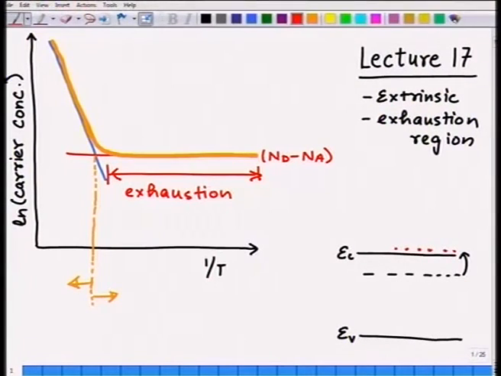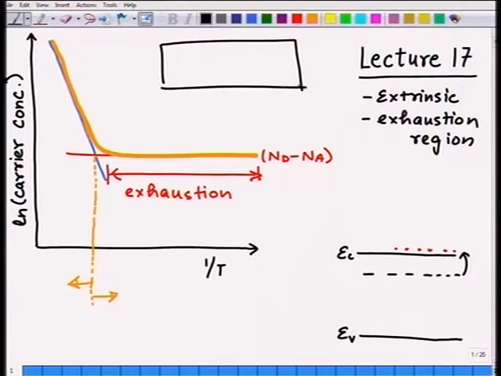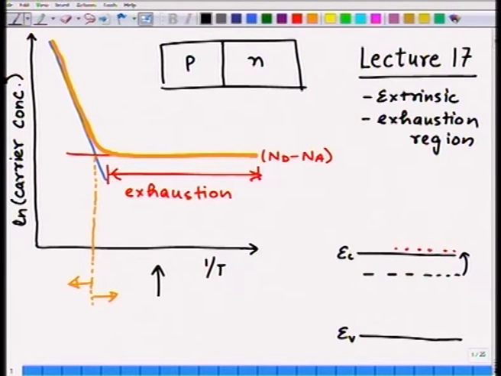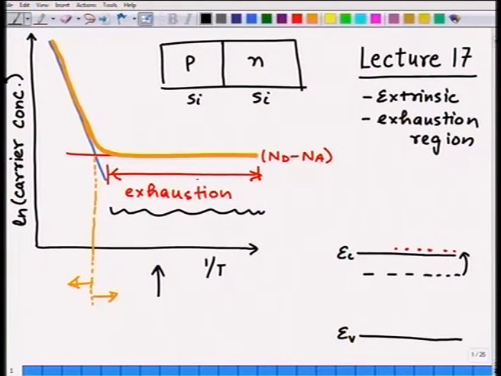And I ended by mentioning that suppose you have a p-n junction, a semiconductor in which one side is p semiconductor, the other side is n semiconductor. If you keep increasing the temperature, then we know from this curve that the behavior of the semiconductor is going to become intrinsic. If this is silicon and this is also silicon, then in the exhaustion region this region behaves like a p type semiconductor, and this region behaves like an n type semiconductor.